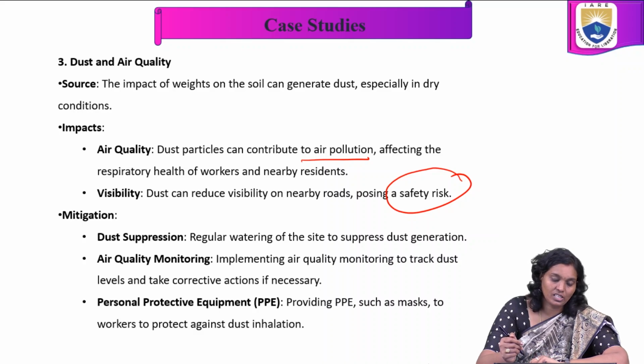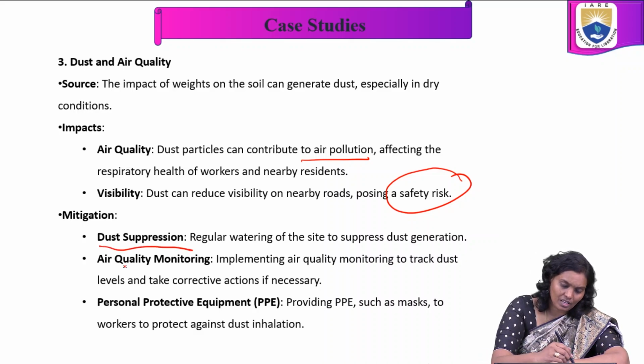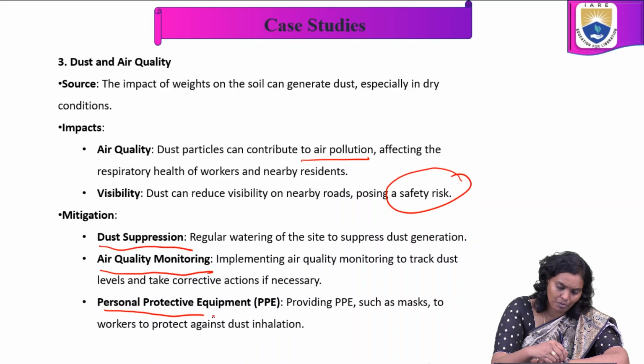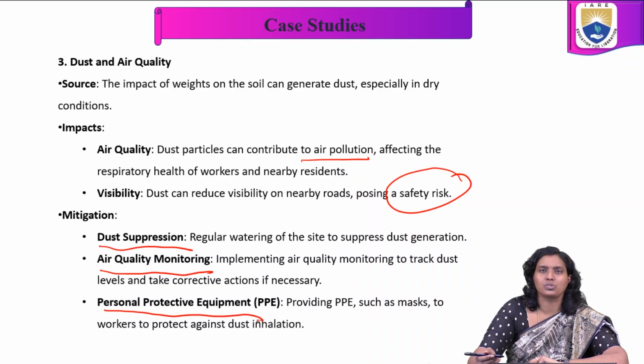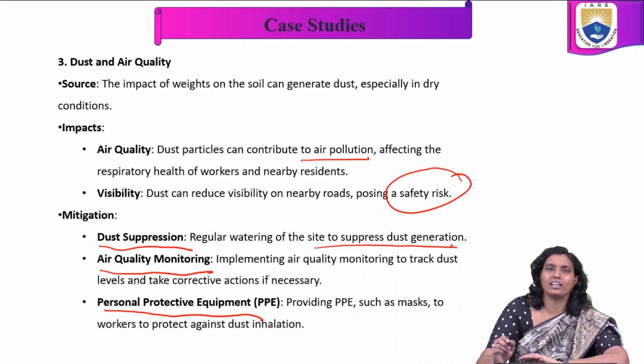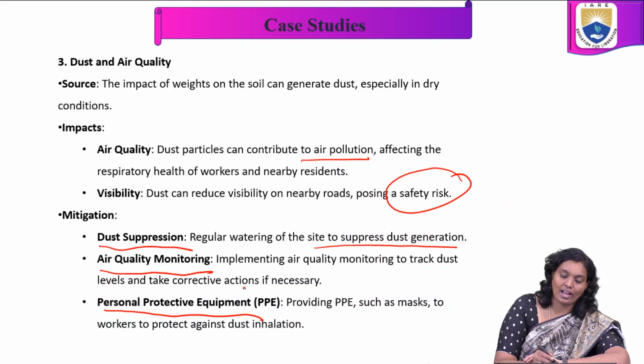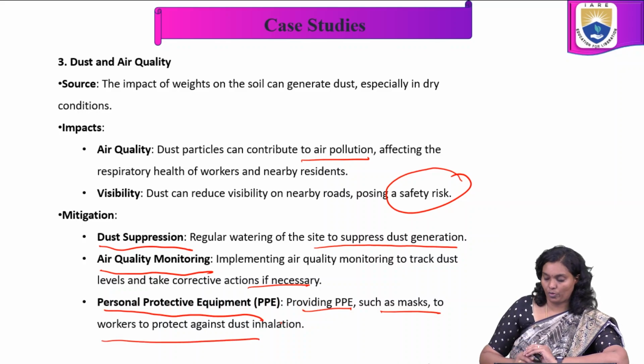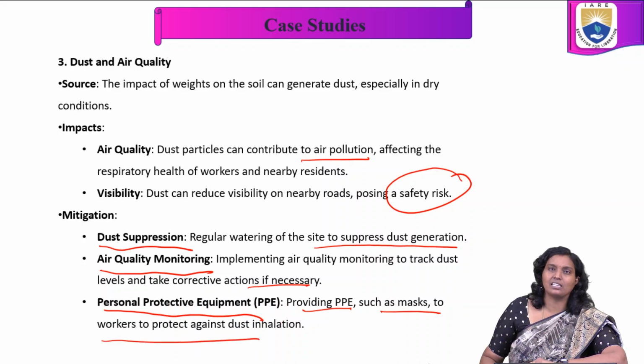In mitigation, dust suppression, air quality monitoring, and personal protective equipment are used. Regular watering of the site to suppress dust generation. Implementing air quality monitoring to track dust levels and take corrective actions if necessary. Providing PPE such as masks to workers to protect against dust inhalation.